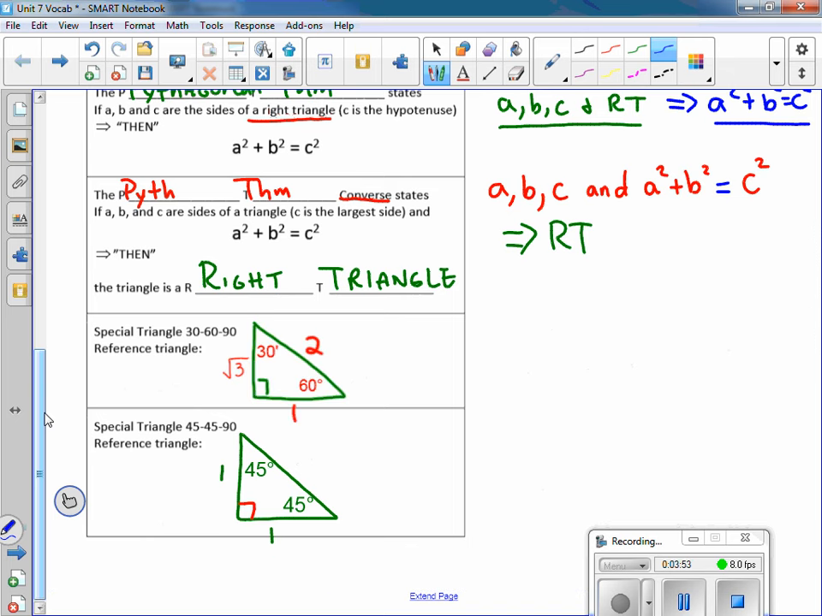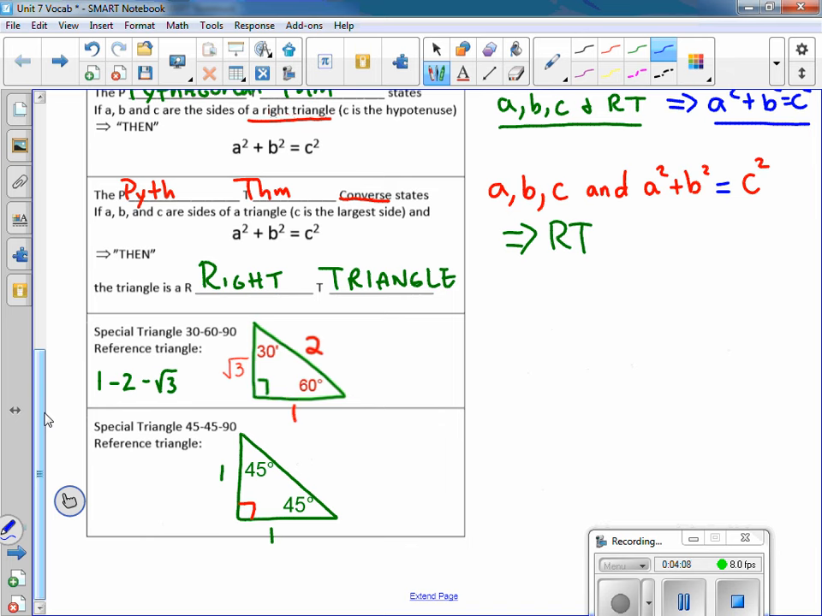So we have the special triangle for a 30, 60, 90 triangle. And so the sides for them are 1, 2, and square root of 3, okay? You have to remember them. This is how I remember them: 1, 2, square root of 3.